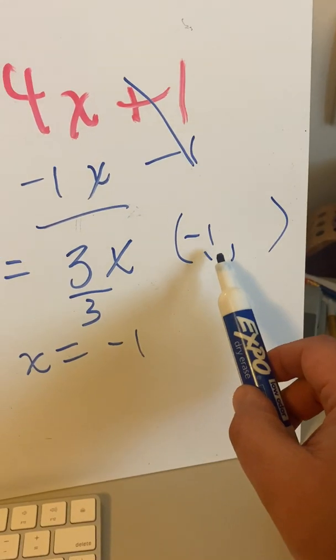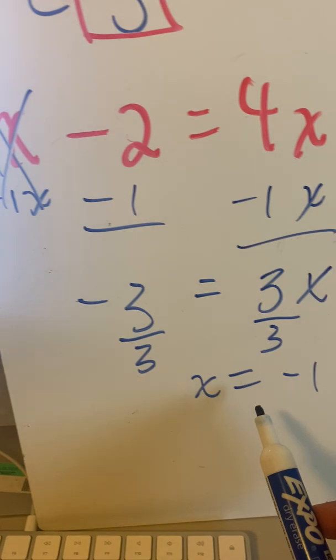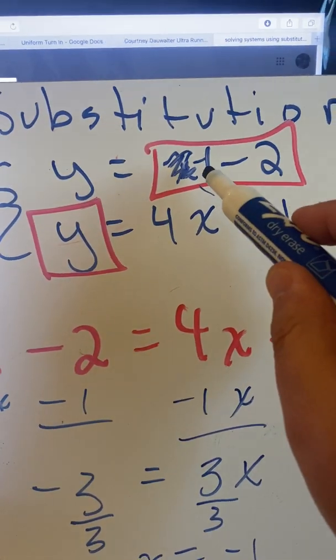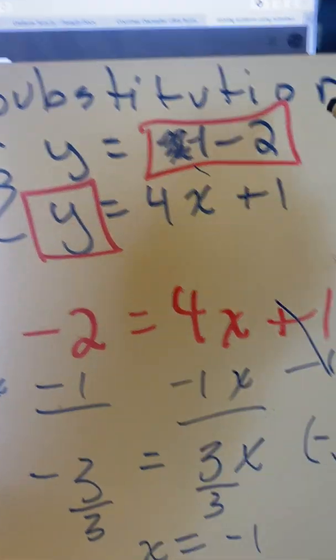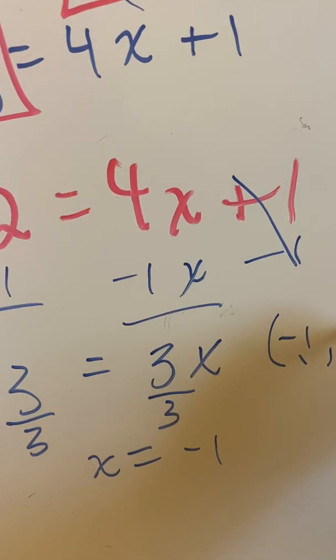I take the negative 1, I put it in for the x up here because that's what I found out. X equals negative 1. So change this into a negative 1. Negative 1 minus 1, y is equal to negative 3. That's what it's telling us.